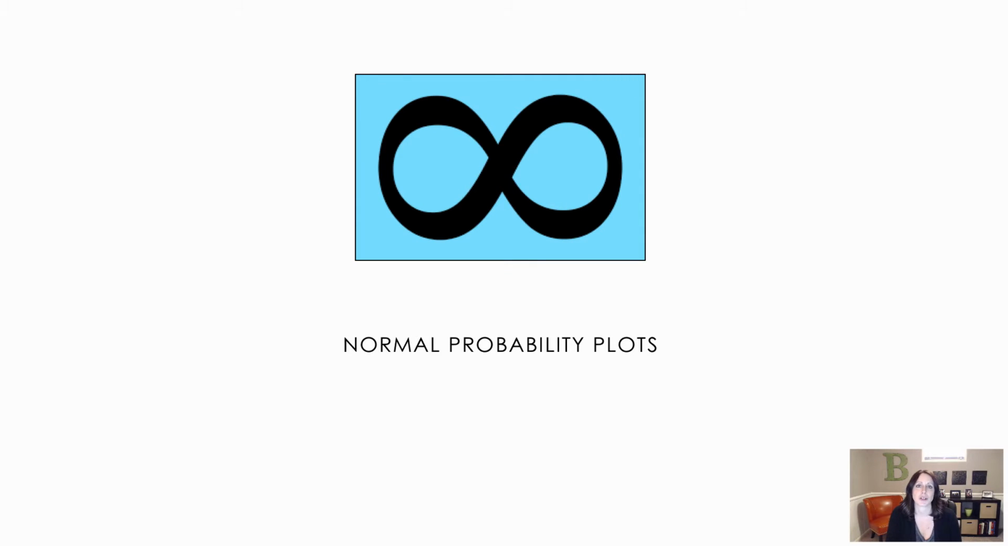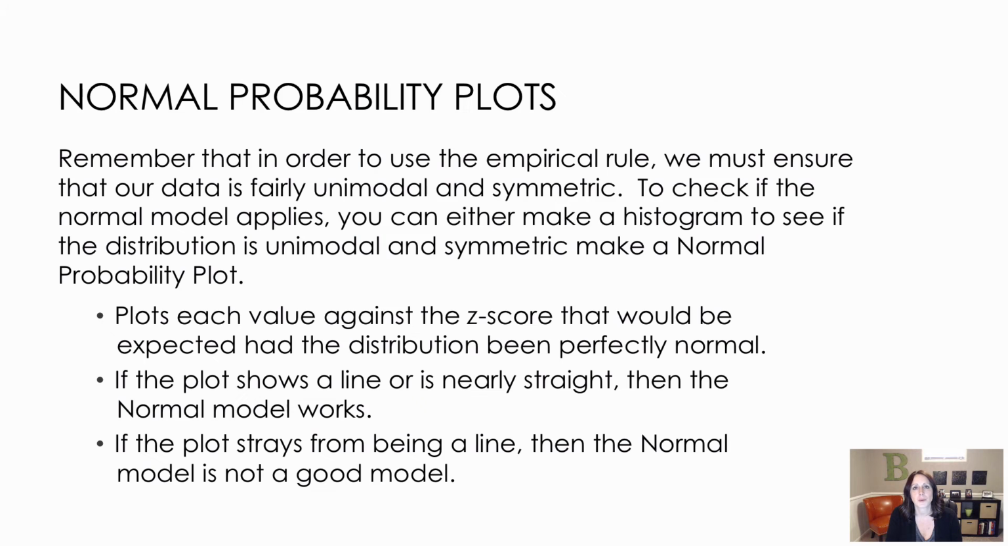Finish out this week's module talking about normal probability plots. We've talked before about the fact that if we're going to use a normal model, we need to know that it's unimodal and symmetric. And we've talked about how to create a histogram on our calculators or in StatCrunch or wherever else to ensure that it actually is unimodal and symmetric.